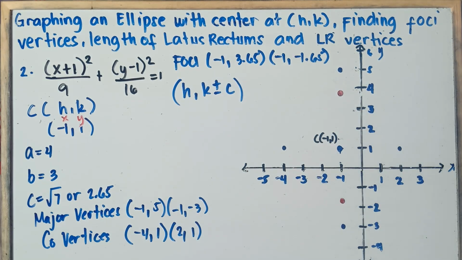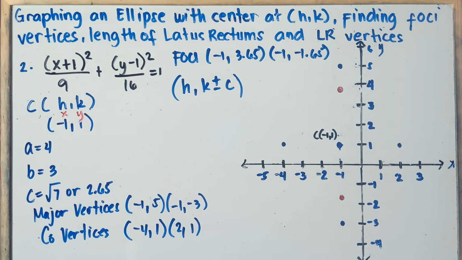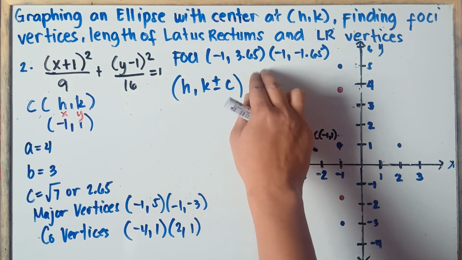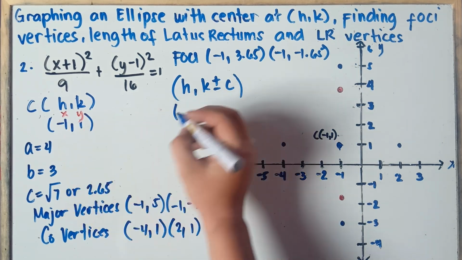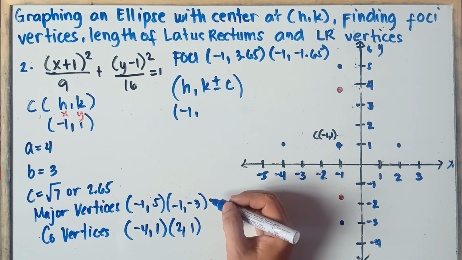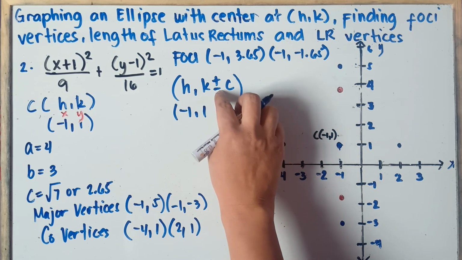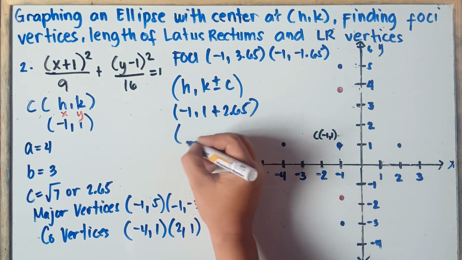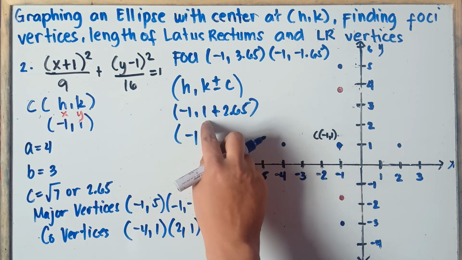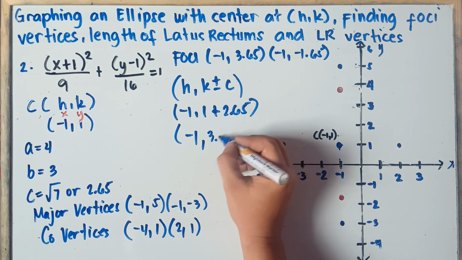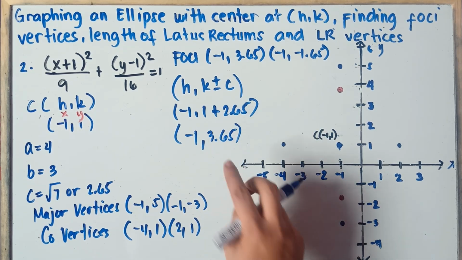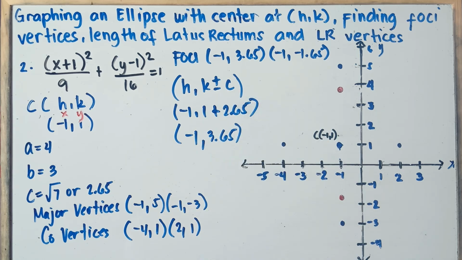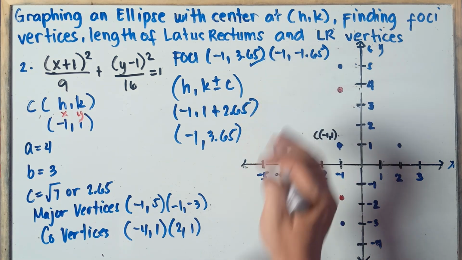Alright, so let's try this one, class. Simply substitute, class, the value of H, K, and C. Let's check, class, if we get the same answer. So our H is negative 1, comma, our K is positive 1. Let's start with plus, our C is 2.65. So negative 1, comma, 1 plus 2.65, that would be 3.65. Yup, you will have the same answer, class. Okay, so how about this one, class? Let's try minus. So same answer, yup, we get the same answer.